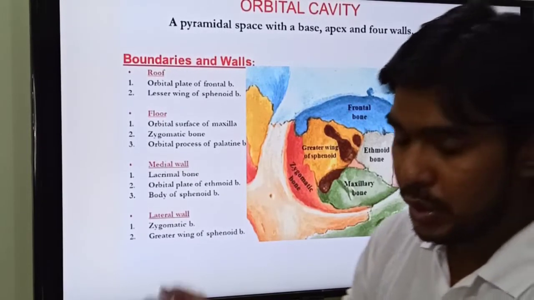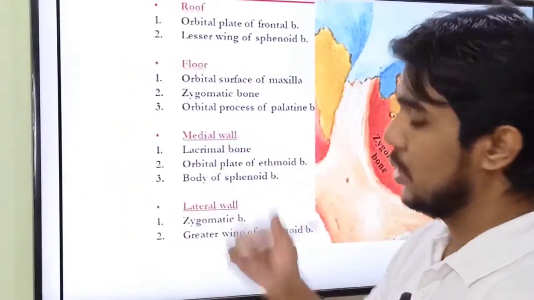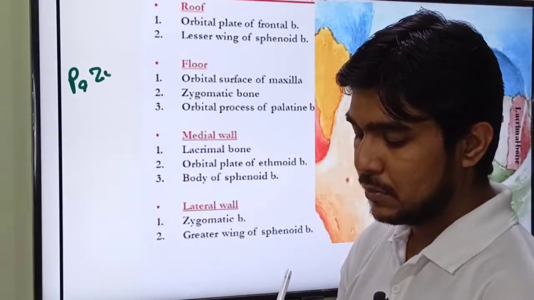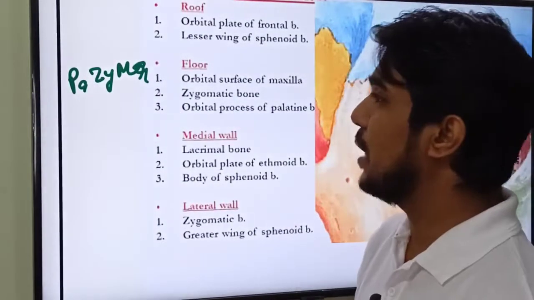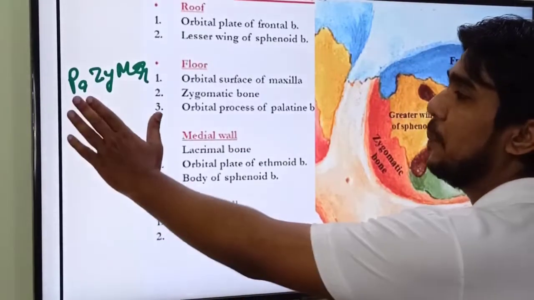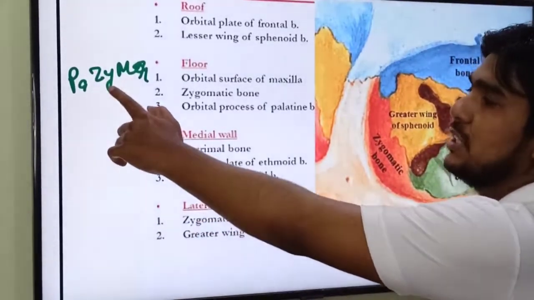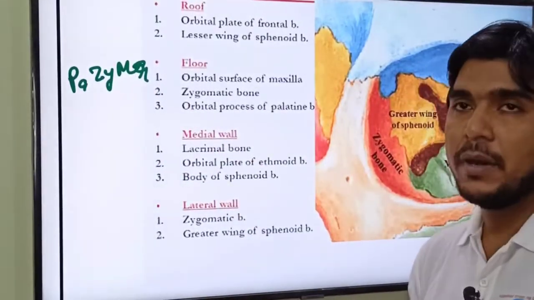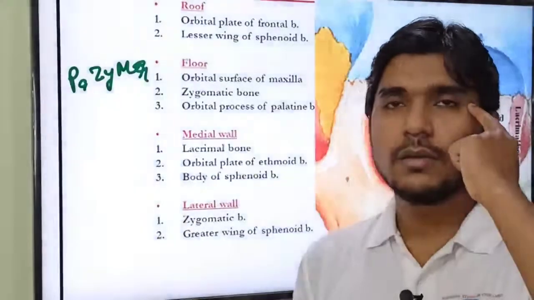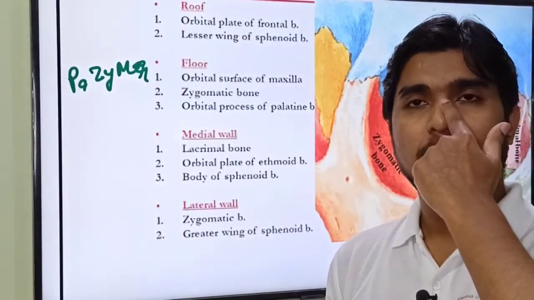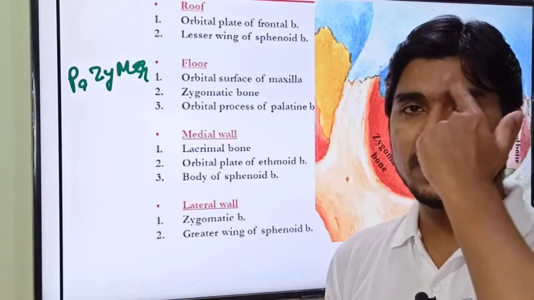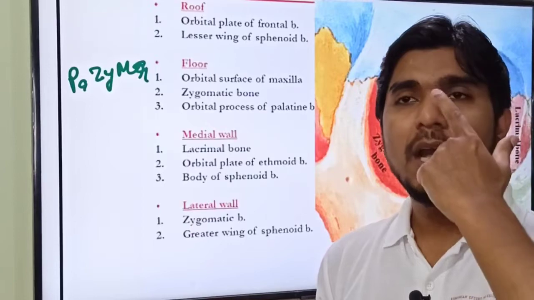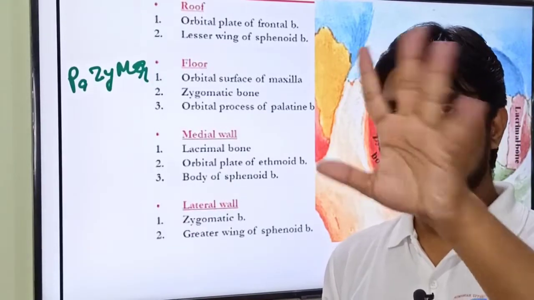I am giving you an example for the floor. To remember the floor, remember that you wear the pajama below. So P for palatine bone, ZY for zygomatic bone, M for maxillary, right? You understand? Now remember greater wing, lesser wing, body. लेटरल वॉल में ग्रेटर विंग होगा, ऊपर में फ्रंटल में लेसर विंग होगा, एंड इधर मीडियल वॉल में बॉडी होगा. दिस इज इंपॉर्टेंट.